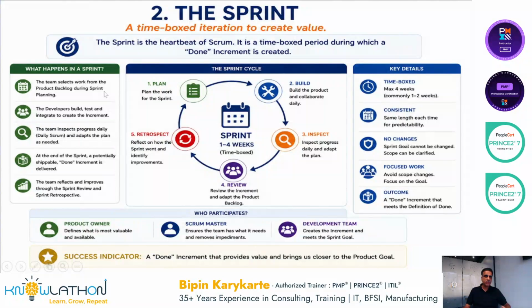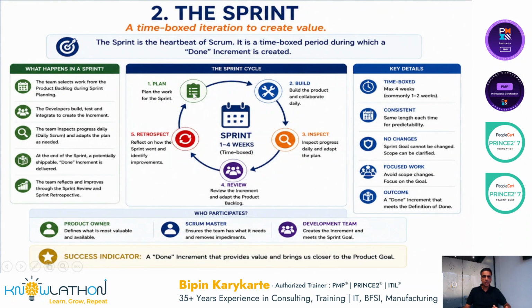Right? The team selects work from the product backlog during sprint planning. The developers build, test, and integrate to create the increment. The team inspects progress in the daily scrum, and adapts the plan as needed. At the end of the sprint, a potentially shippable done increment is delivered. The team reflects and improves through the sprint review and sprint retrospective.